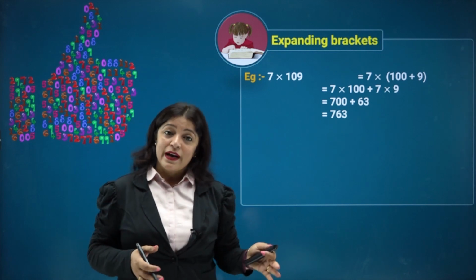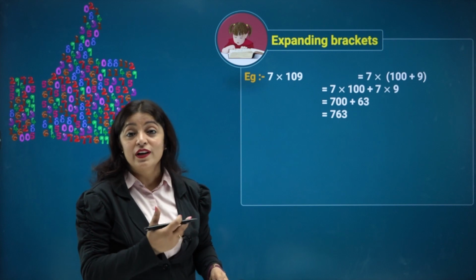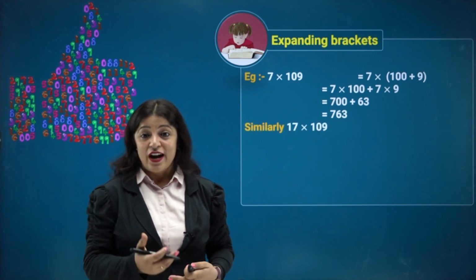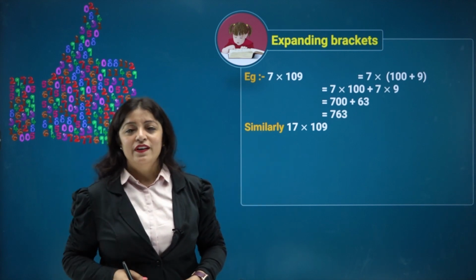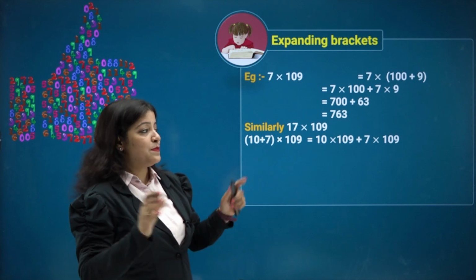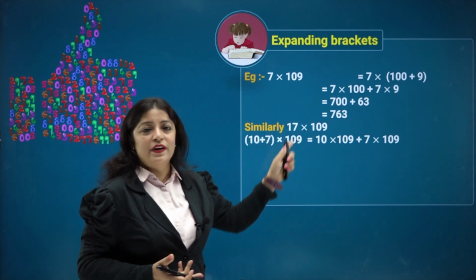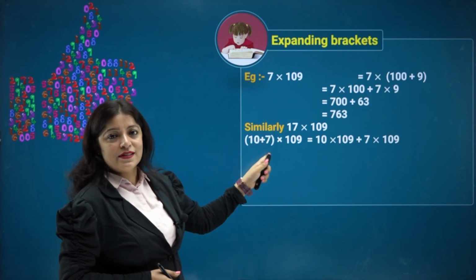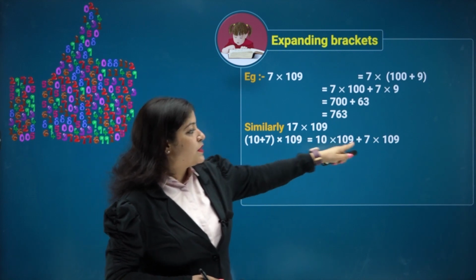So by using brackets, our question becomes very simple and we can do it orally also, with practice obviously. So just try with these. With one more question, if we have 17 times 109, what we have to do? Expand it. You may split 17 or you may split 109, choice is yours. So here I have split 10 plus 7. So 10 times 109 and 7 times 109.